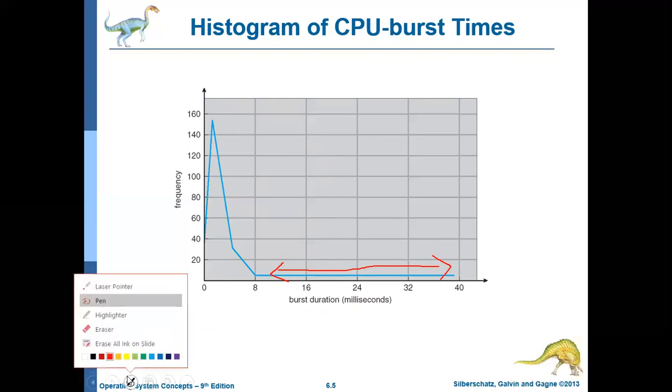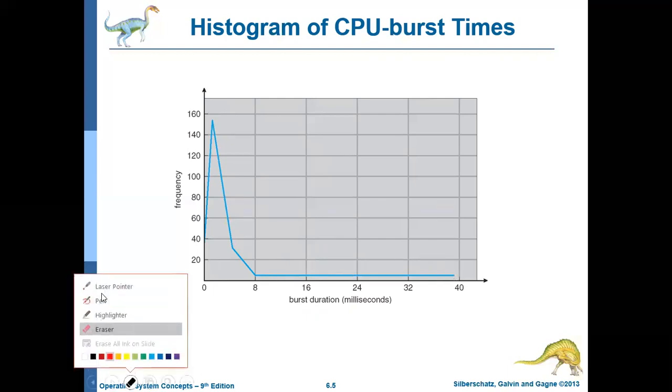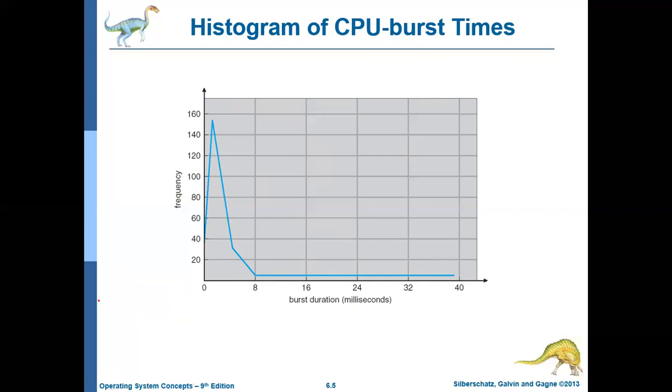So this is just an understanding of how a process normally behaves. In a typical process, there will be more CPU bursts of shorter duration and very few CPU bursts of longer duration. That's what the graph says.